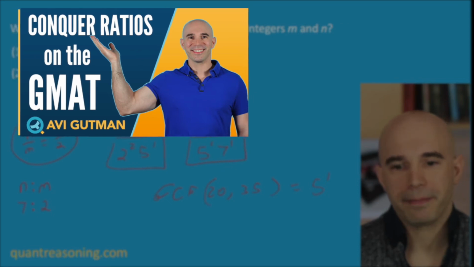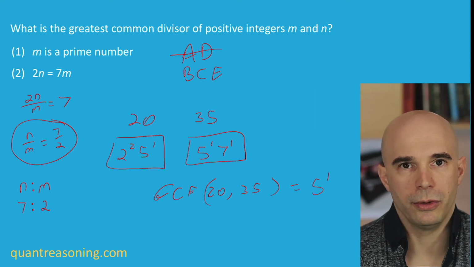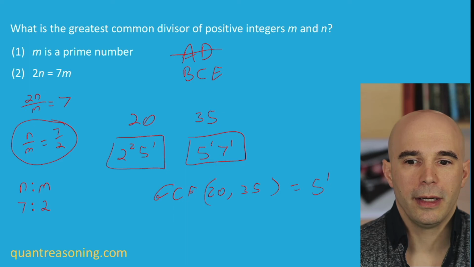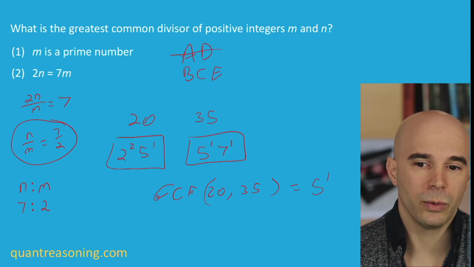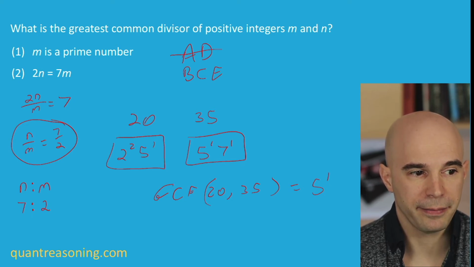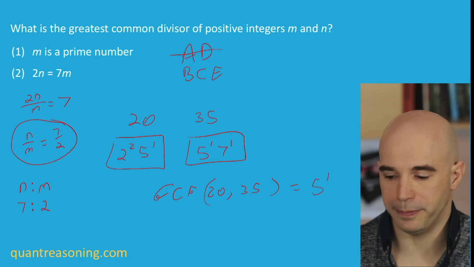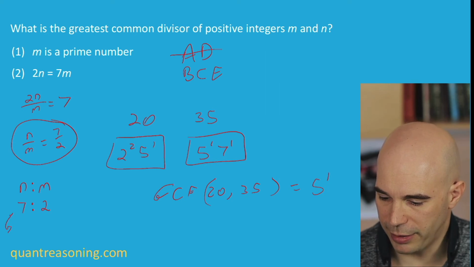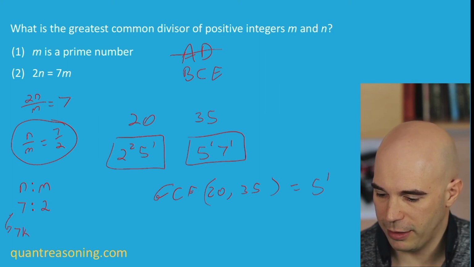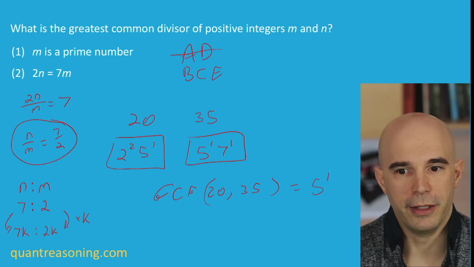So what does that mean? Since our ratio is fully reduced, 7 to 2 is a fully reduced ratio. There's no common factor between 7 and 2. And since we know that n and m are positive integers, we can infer now that the actual value of n is a multiple of 7, and the actual value of m is the matching multiple of 2. So we could say that the actual value of n is 7k, and the actual value of m is 2k, where k is some positive integer, and it's the scale factor of this ratio. So that's what we can say from statement 2.